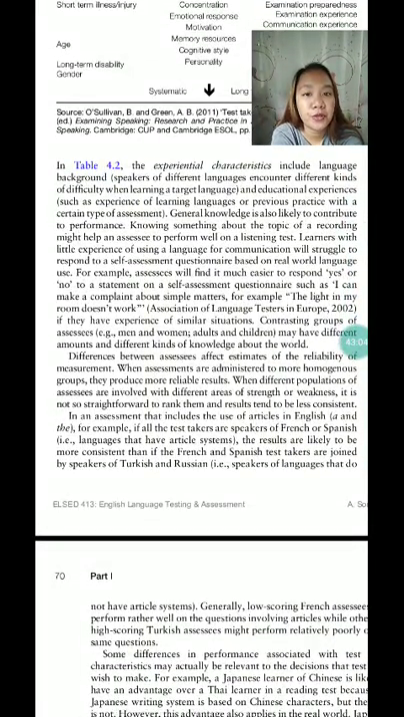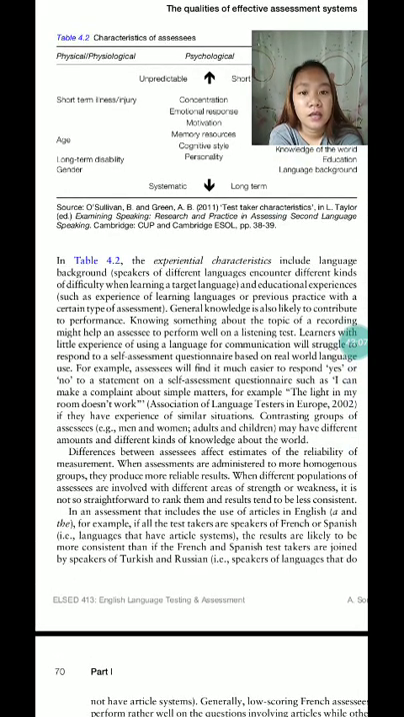In Table 4.2, the experiential characteristics include language background. Speakers of different languages encounter different kinds of difficulty when learning a target language, and educational experiences such as experience of learning language or previous practice with certain types of assessment. General knowledge is also likely to contribute to performance. Knowing something about the topic of a recording might help an assessee to perform well on listening tests.